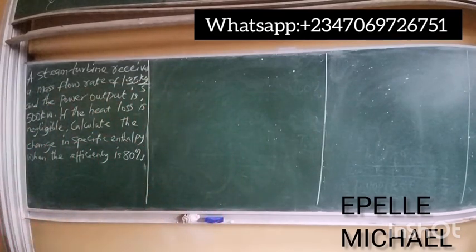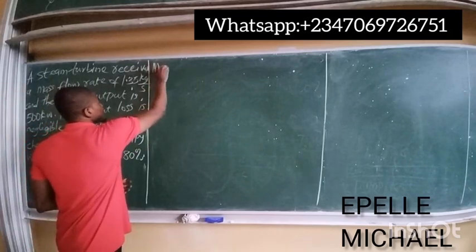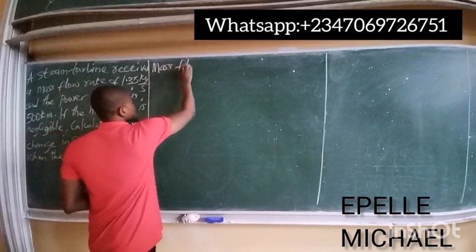We have a question which says a steam turbine receives a mass flow rate of 1.35 kilograms per second and the power output is 500 kilowatts. If the heat loss is negligible, the question says calculate the change in specific enthalpy when the efficiency is 80%. Alright, so let's get down the parameters that were given to us. We have that a steam turbine receives mass flow rate.